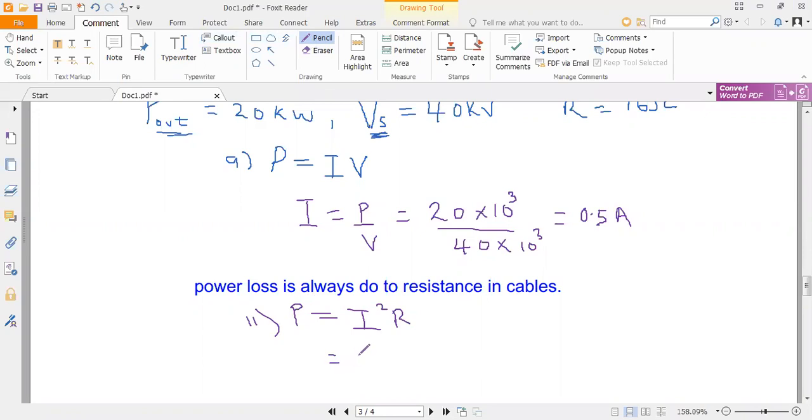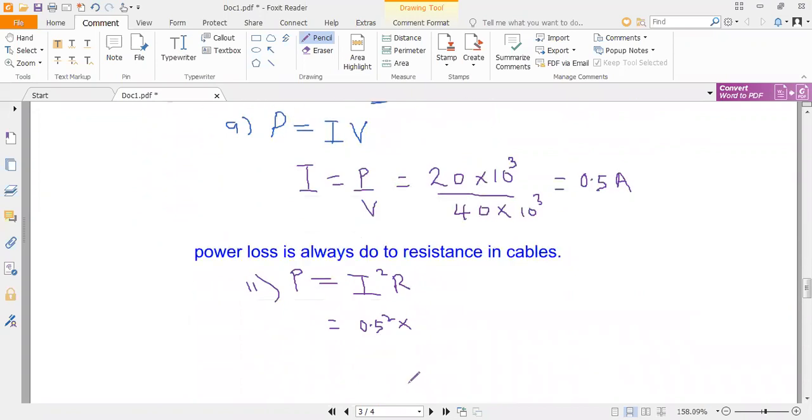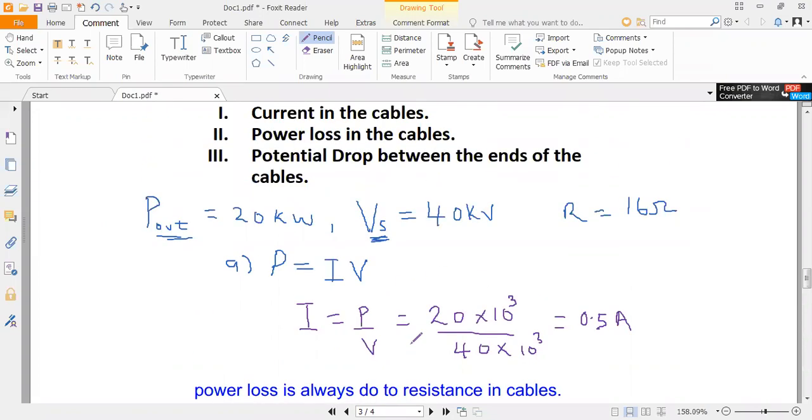we just substitute I, which is 0.5. We square it and multiply by the resistance. The resistance of the cables is 16 ohms. So we multiply 0.5 squared times 16, and we end up getting the answer as 4. Since we are dealing with power, the answer is 4 watts.